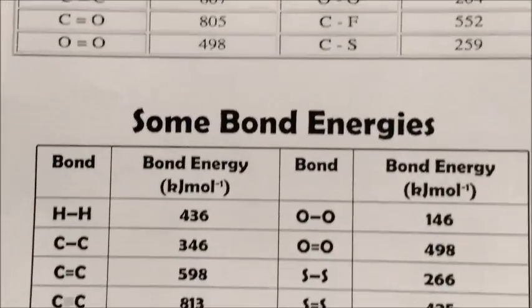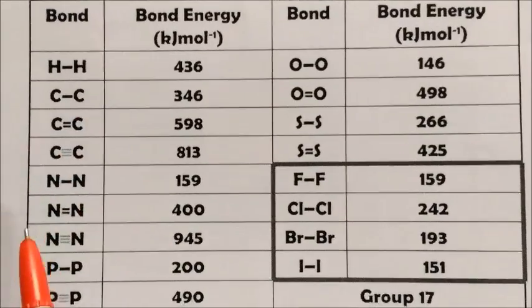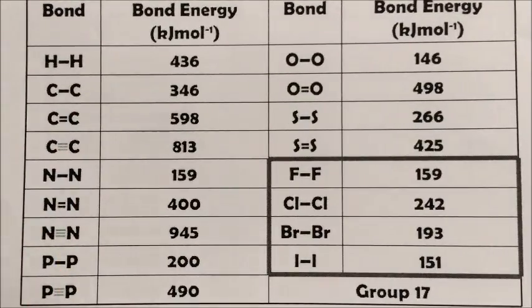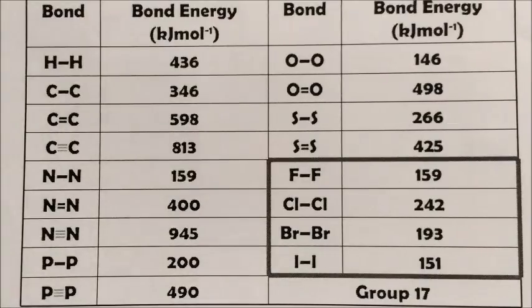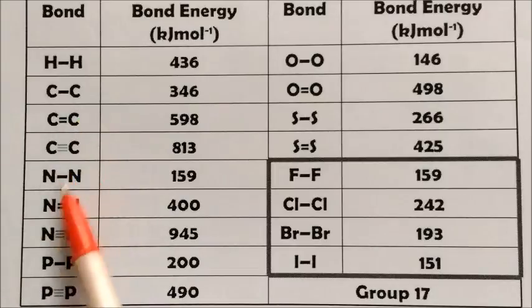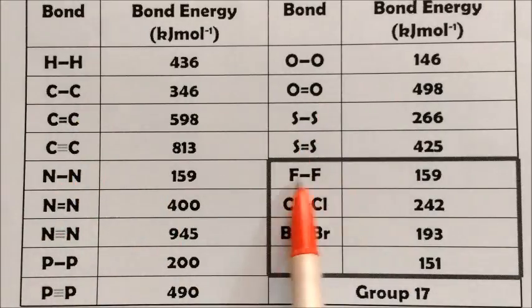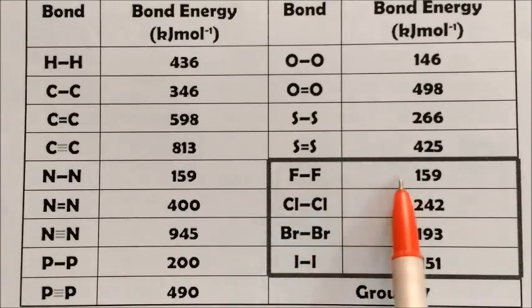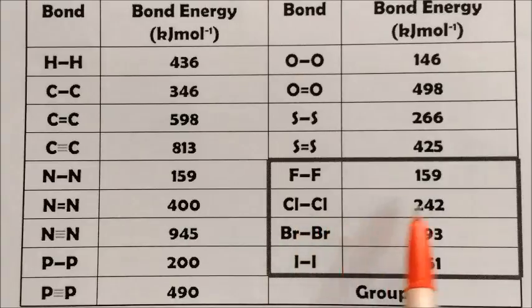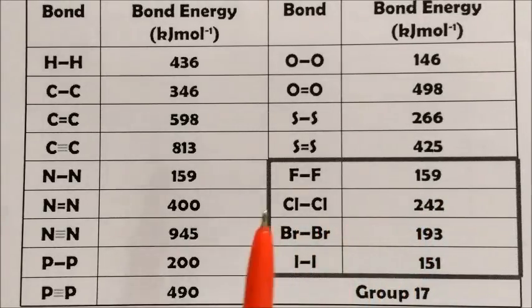I have one more table. It is similar, but it will be more helpful for comparing. You can compare between carbon, nitrogen, phosphorus, oxygen, sulfur, and fluorine, chlorine, bromine, iodine. You can see that for fluorine it is 159, for chlorine the bond energy becomes higher, and then again it is decreasing. So why is this higher?